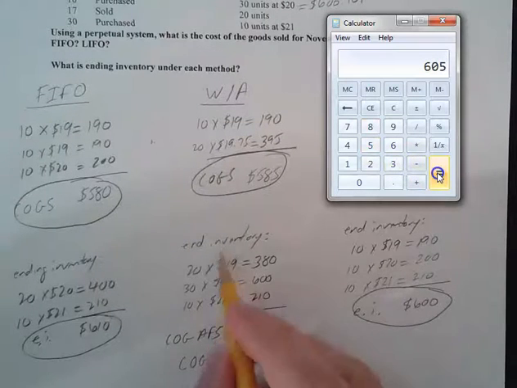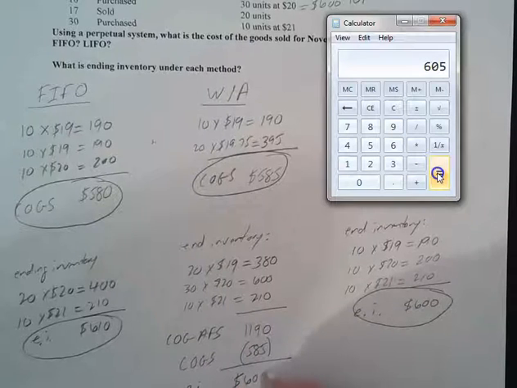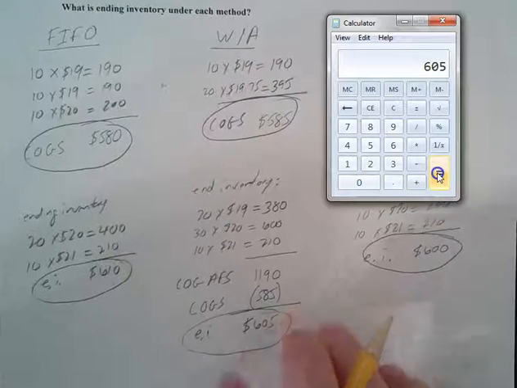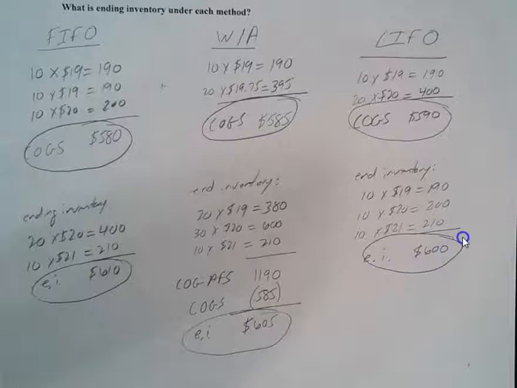So our ending inventory under weighted average method is $605. And if you'll notice again, ending inventory under FIFO is 610. LIFO is 600. And look at that, 605. Weighted average is again right in the middle of the two. So regardless of what your textbook says, you absolutely can use the perpetual inventory system with the weighted average method.